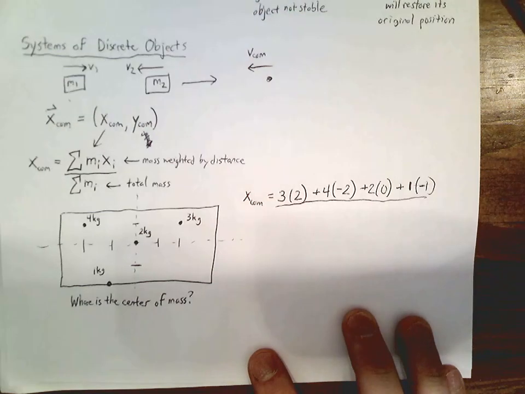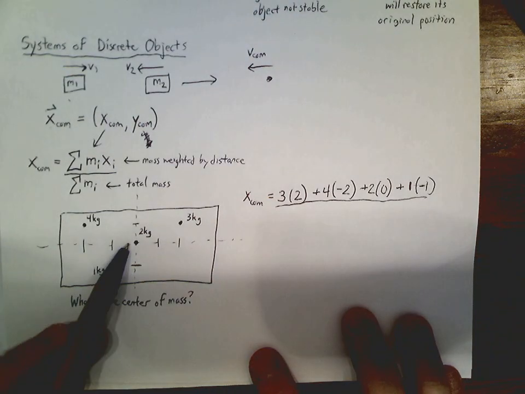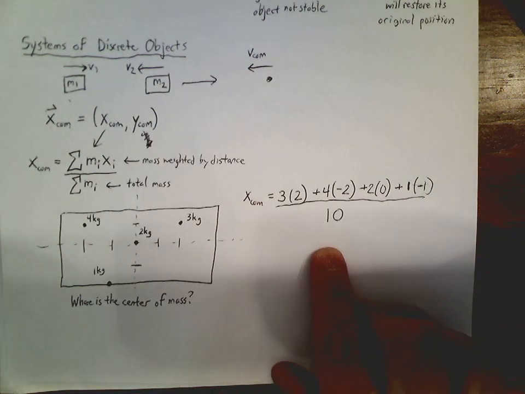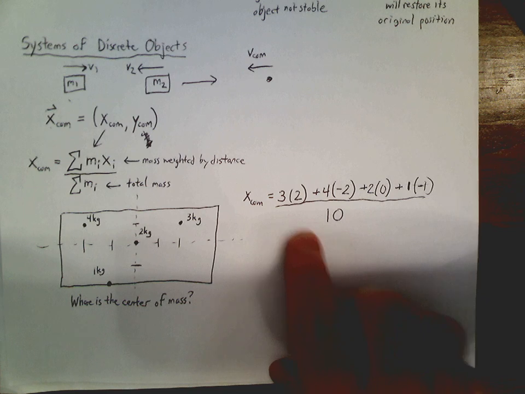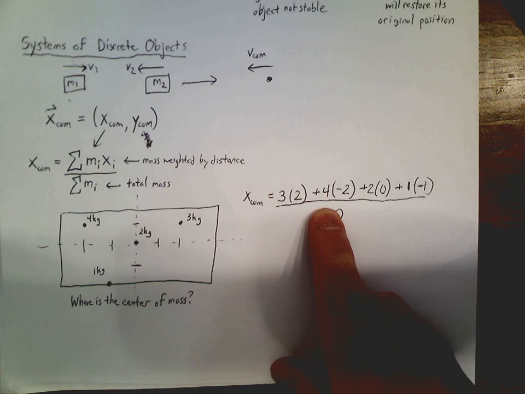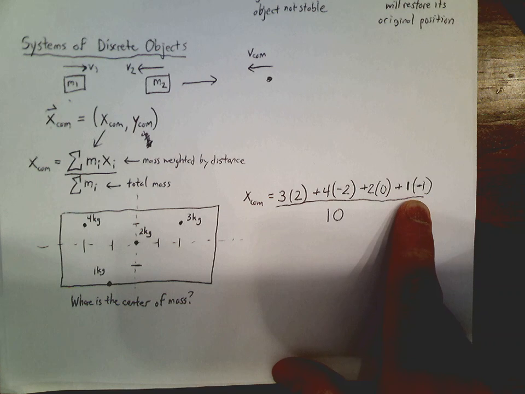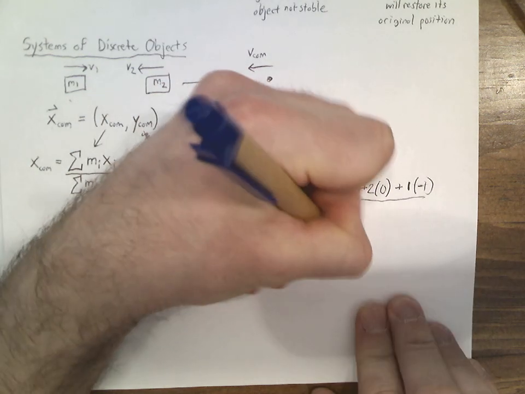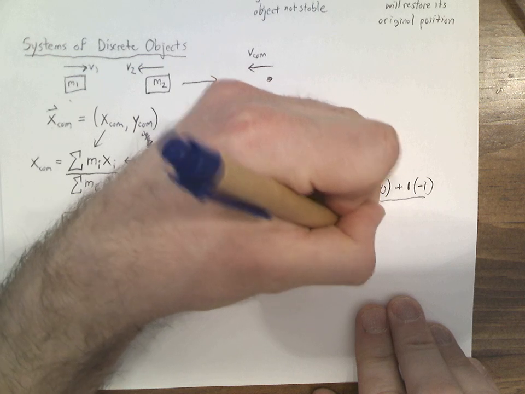divided by the total mass. We've got 3 and 4 is 7, 2 and 1 gets us all the way to 10. So we divide by the total mass down there. So we have 6 minus 8 is -2, minus another 1 gets us -3 over 10, or -0.3 units.